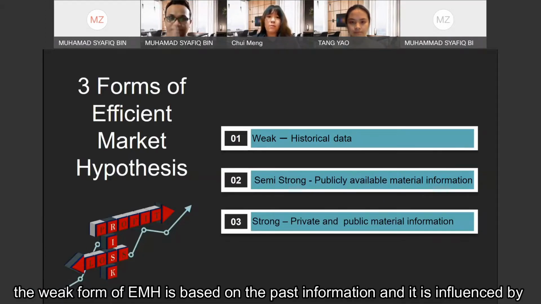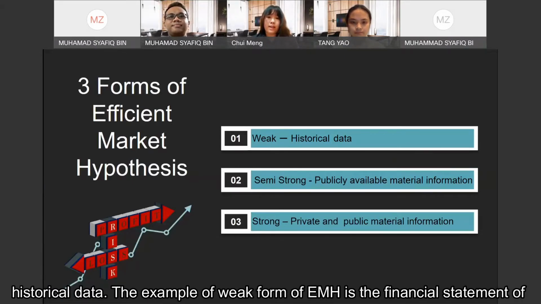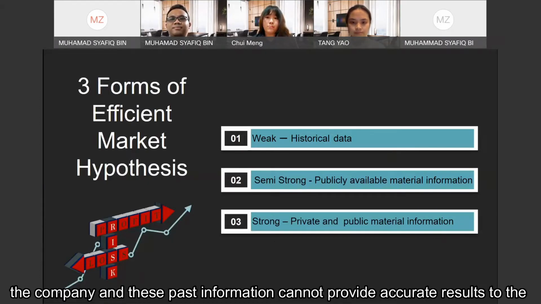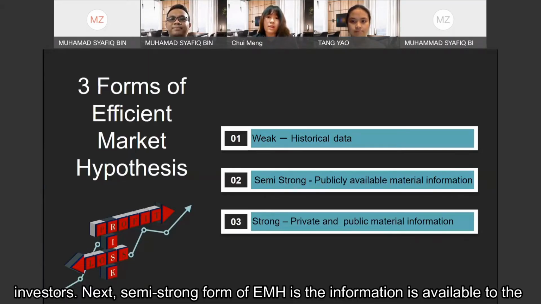Firstly, the weak form of efficient market hypothesis is based on the past information and it is influenced by the historical data. The example of weak form of efficient market hypothesis is a financial statement of the company, and this past information cannot provide accurate result to the investors.